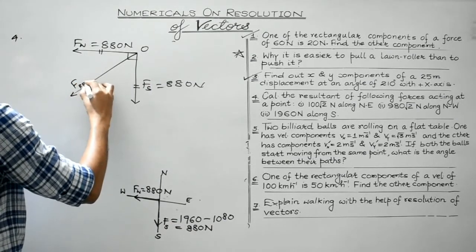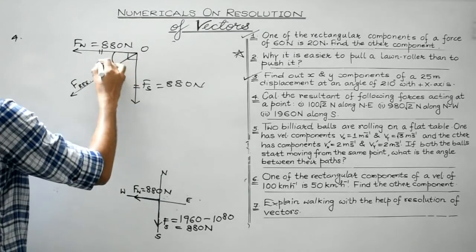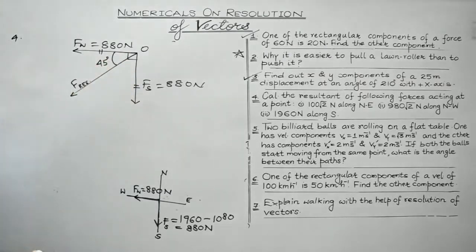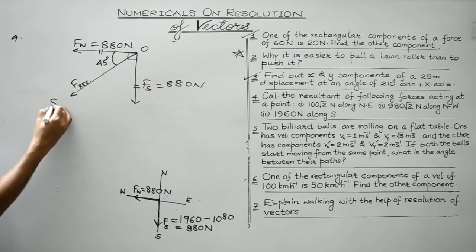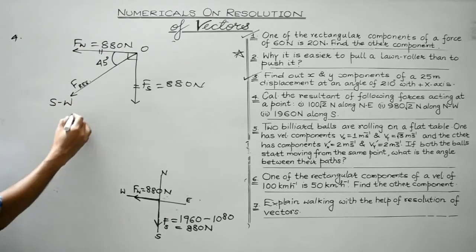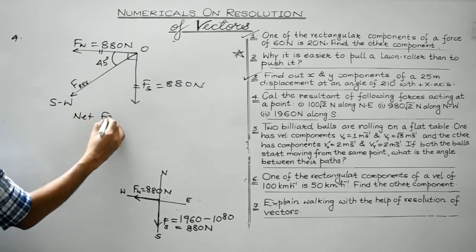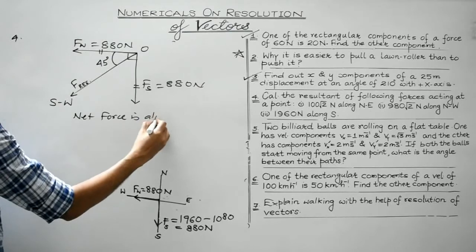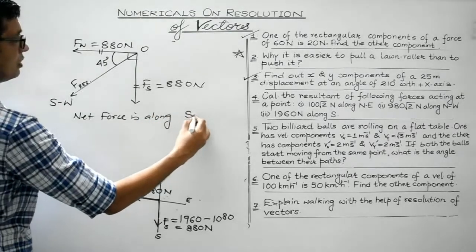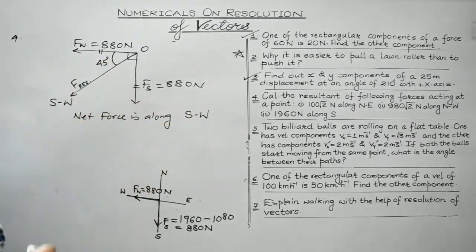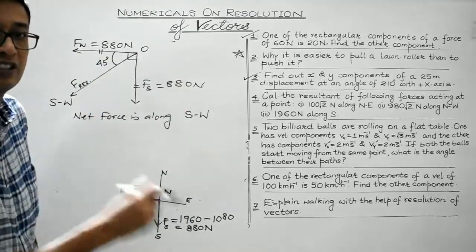This is the resultant. So what will be the angle? It will make an angle of 45 degree. So what will be the direction? Southwest. So net force is along southwest, making an angle of 45 degree with either west or south.